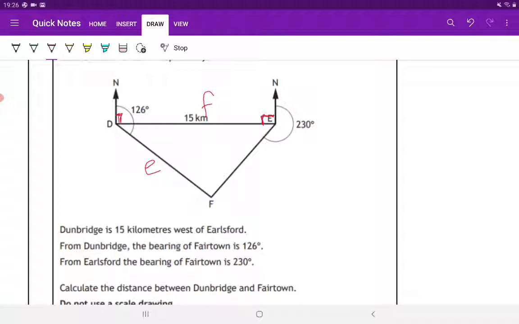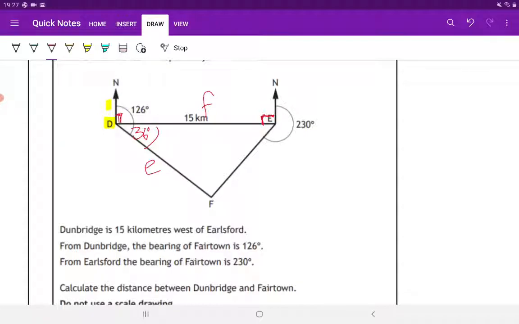Let's have a think about this first of all. We want the angles inside the triangle, and at the moment we've got these bearings hanging about around the outside of the triangle, giving us bits of information, so we're going to have to use them to help. Let's focus on this area around point D first, Dunbridge. We know that from north, the bearing of Fairtown from Dunbridge is 126, but we also know that the bearing of Earlsford from Dunbridge is 90 because it's due east of it. So 126, take away that 90, would leave us with 36. So that tells me, guys, that this angle in here is 36 degrees.